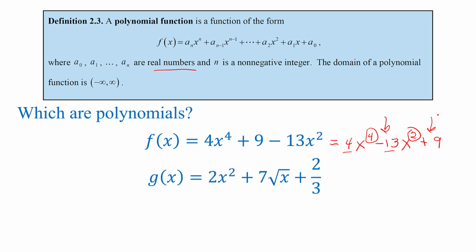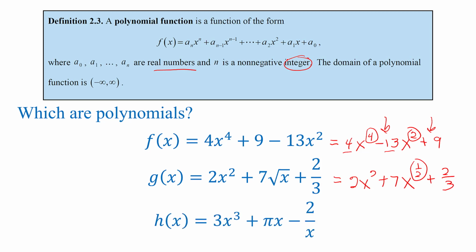So let's go on to g of x, which is equal to 2x squared plus 7 square root x plus 2/3. I will rewrite this function as 2x squared plus 7 times x raised to the power of 1/2 plus 2/3. Now we have a problem, because note that the exponent on the x of 1/2 is not an integer, and so g of x would not be a polynomial because we have an exponent that is not an integer on one of the x terms.